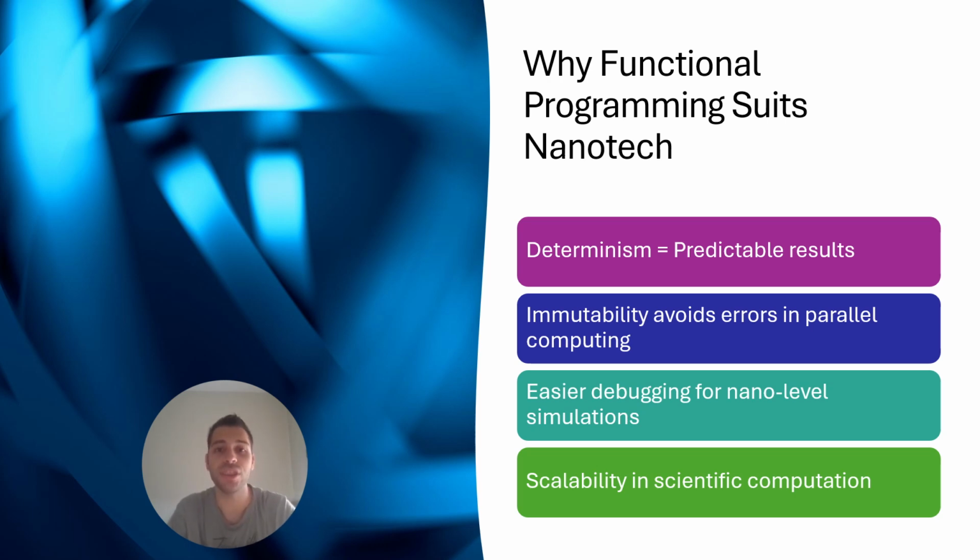This helps avoid issues with shared states, which is particularly important in parallel computing environments, like when running simulations of atomic interactions. Because of this, functional code is easier to debug and generally more reliable. This is critical when working in fields like drug delivery or nanoelectronics, where accuracy and system stability aren't just important, they are essential.